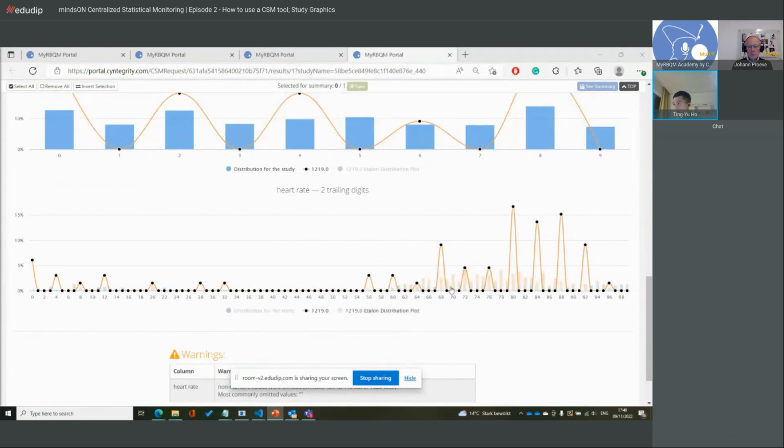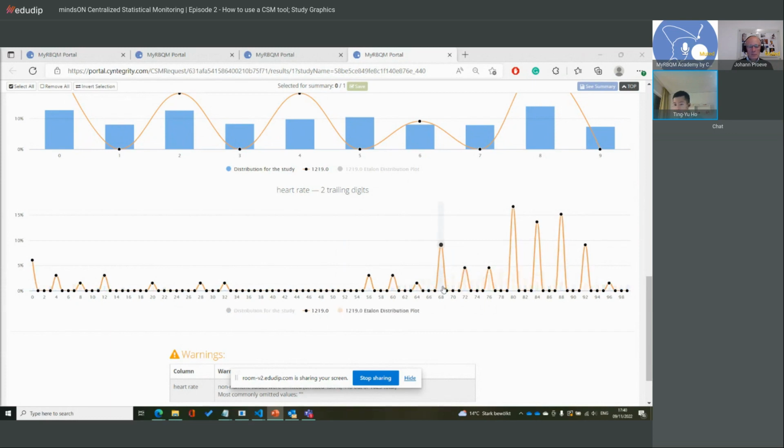This method is commonly used on vital sign data, such as we demonstrate right here, which is the heart rate data. The blue bar, as you can see if we're hovering around here, shows the last digit distribution of all the heart rate values in the study. And then the orange curve displays the same distribution from one of the sites in the study. The site we picked is 1219.